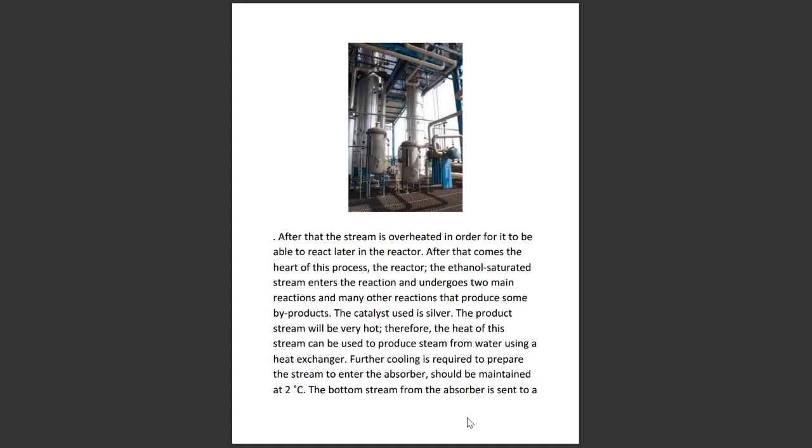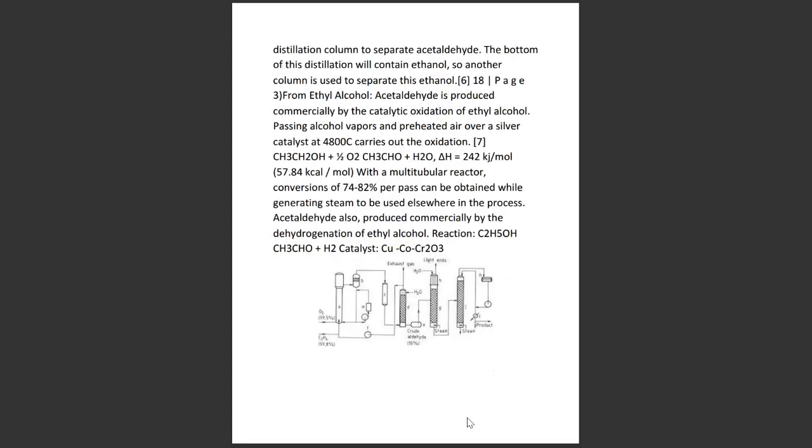The product stream is very hot, therefore the heat of the stream can be used to produce steam from water using a heat exchanger. Further cooling is required to prepare the stream to enter the absorber, which should be maintained at 2 degrees Celsius. The bottom stream from the absorber is sent to a distillation column to separate acetaldehyde.